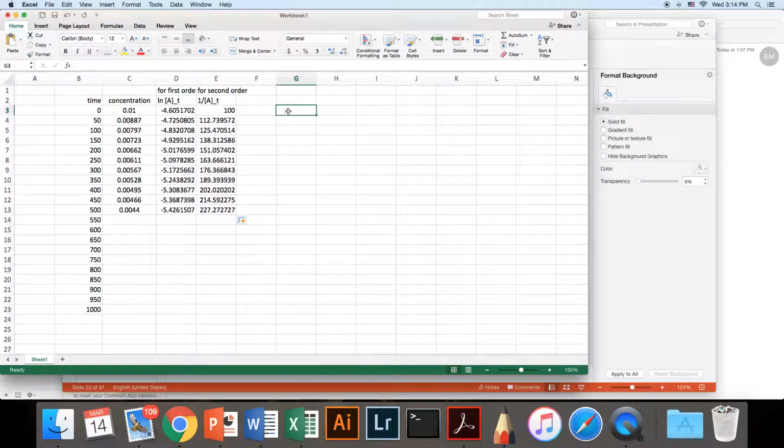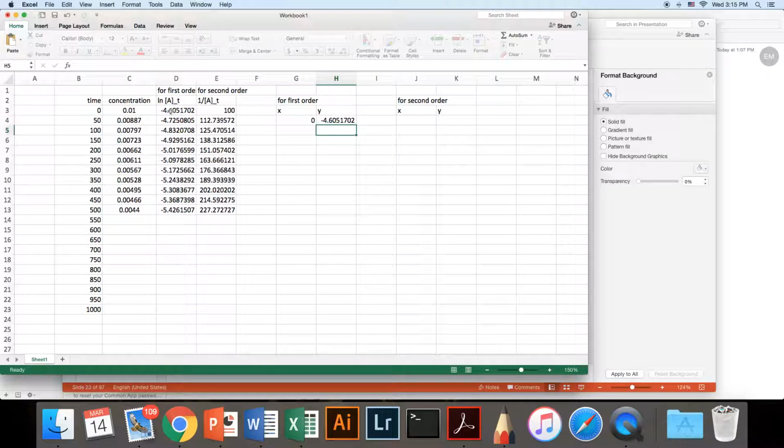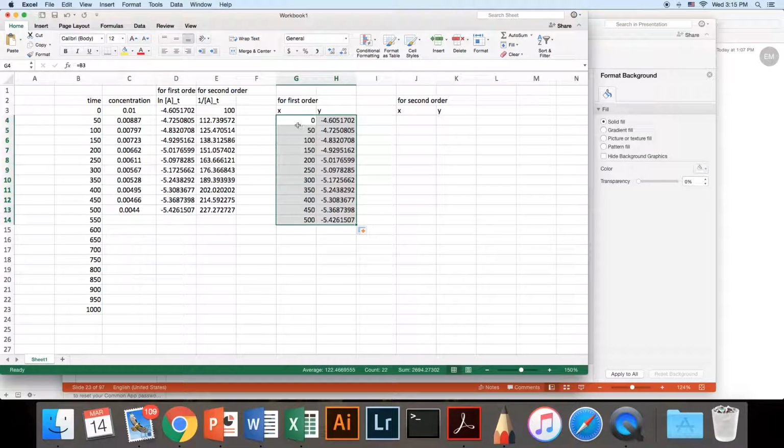Okay? So now for first order, x, y, and I'll do it for second order over here, x, y, okay? So for this x, I want that to equal that, boom. And for this y, I want it to equal that, boom. And let's take these first few ones, and let's graph this. Now I'm going to take that and graph it.